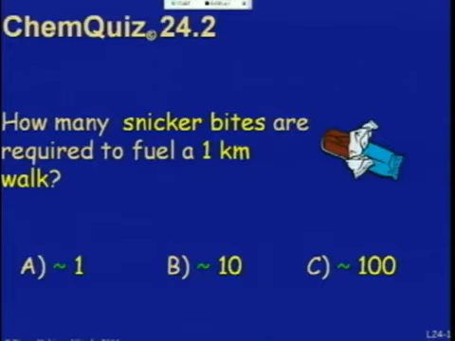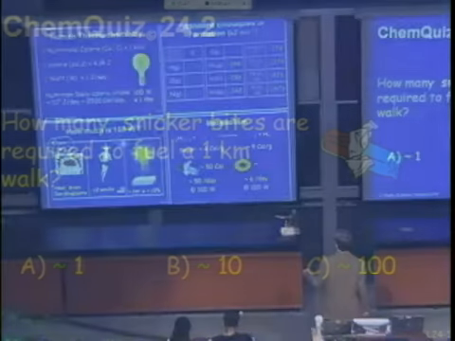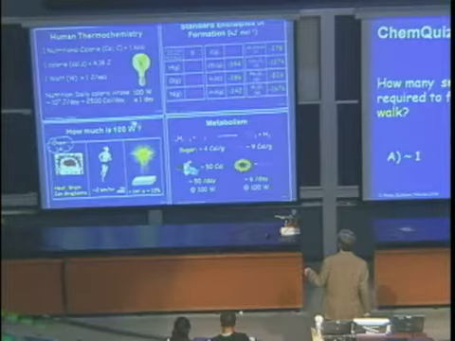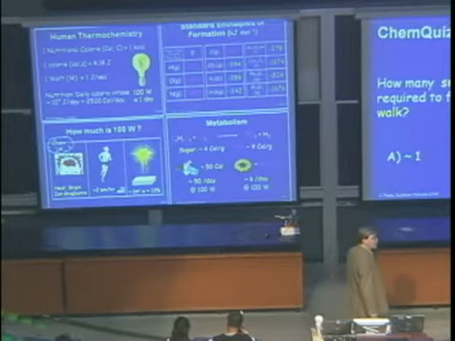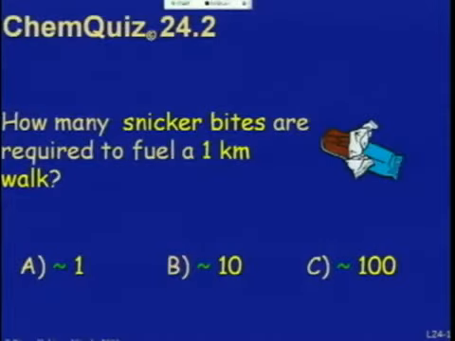So remember, you needed about 2 kilometers per hour. You have to use about 100 watts, okay, or 100 joules per second. So how many Snickerbites are required to fuel a 1 kilometer walk? So you're more or less crawling, essentially. Is this 1 Snickerbite, 10 Snickerbites, or 100 Snickerbites? Why don't you give me a quick answer?